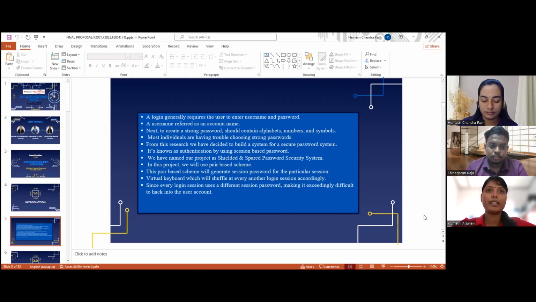Furthermore, this pair-based scheme will generate a session password for the particular session, where there will be a visual keyboard which will shuffle at every other login session accordingly. So the purpose is to employ a session password scheme, since every login session uses a different session password, making it exceedingly difficult to hack into the user account. So this is the introduction for our system.